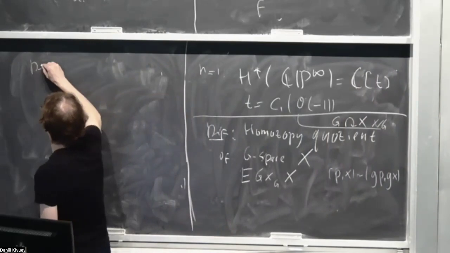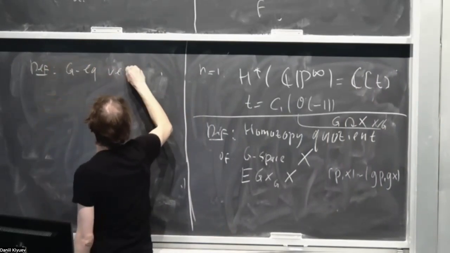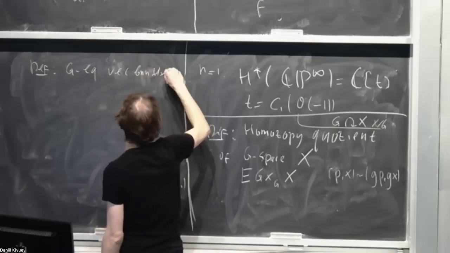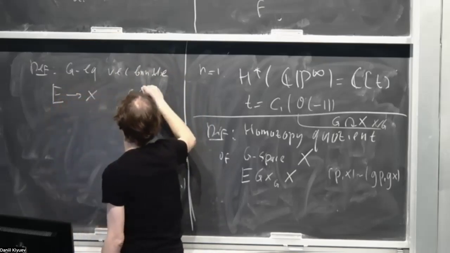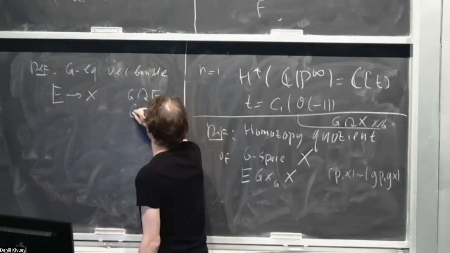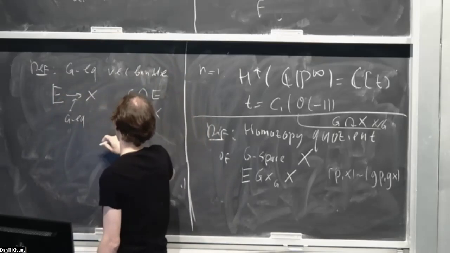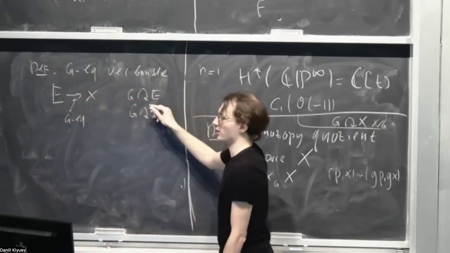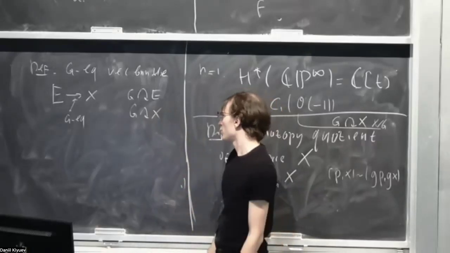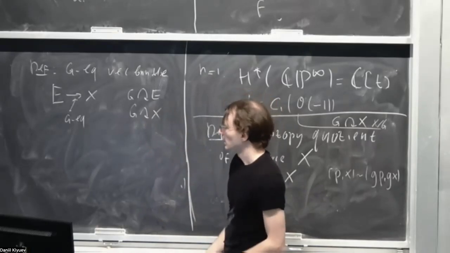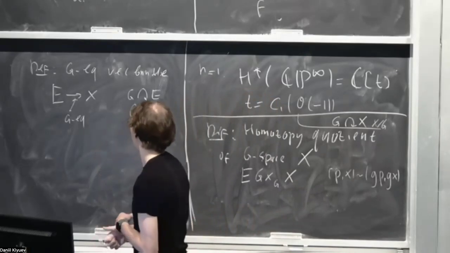Definition: a G-equivariant vector bundle is a vector bundle E over X where G acts both on E and on X. The projection map is G-equivariant, and the action of G on E is linear, in the sense that it preserves addition and multiplication by numbers. And maybe I should write an example.